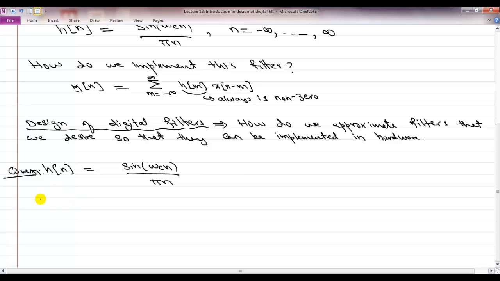The first approximation is that we approximate this ideal low-pass filter with a finite impulse response filter.